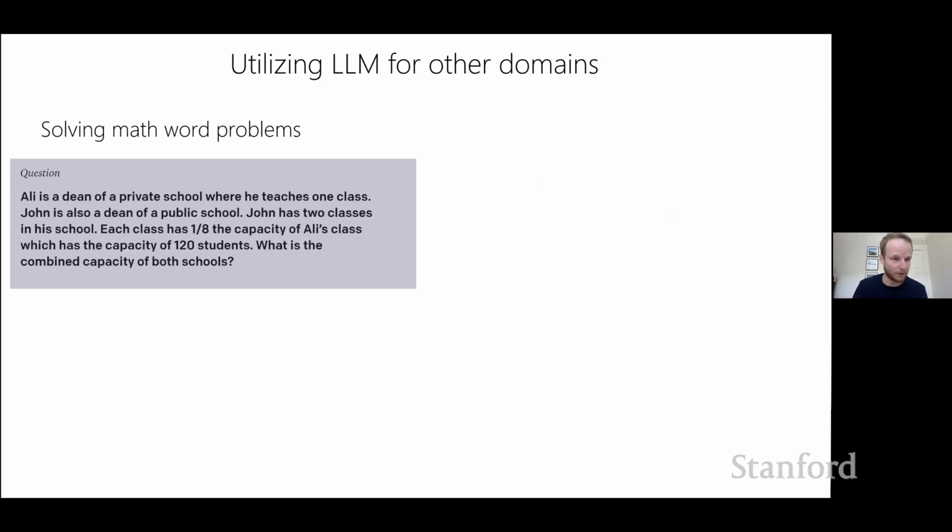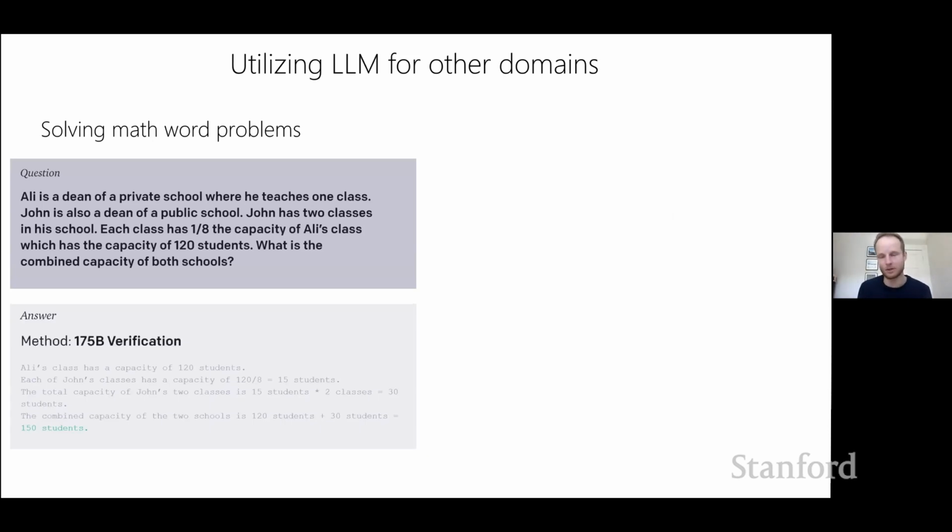There's some interesting work coming from OpenAI that talks about solving math word problems, for instance, where given a math question like this: Ali is the dean of a private school where he teaches one class. John is also the dean of a public school. John has 2 classes in his school. Each class is 1/8 the capacity of Ali's class, which has the capacity of 120 students. What is the combined capacity of both schools? It turns out that they can train a model that is pre-trained on GPT-3 that can actually answer that question correctly. So they take that question, put it in a prompt for a large language model, and then the model is able to output the correct answer.